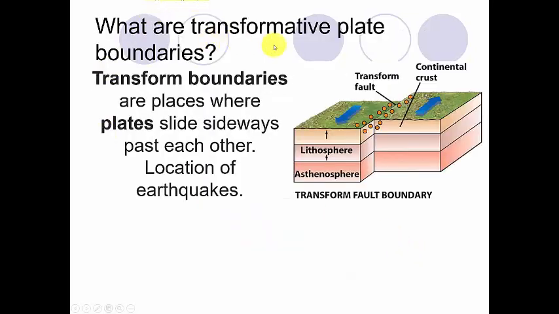And lastly, these are the transform plate boundaries. Transform boundaries are places where plates slide sideways past each other, and these are usually the location of earthquakes. So one continental plate is moving upward, while this plate, maybe an oceanic plate, is moving downwards, and there is friction in between.